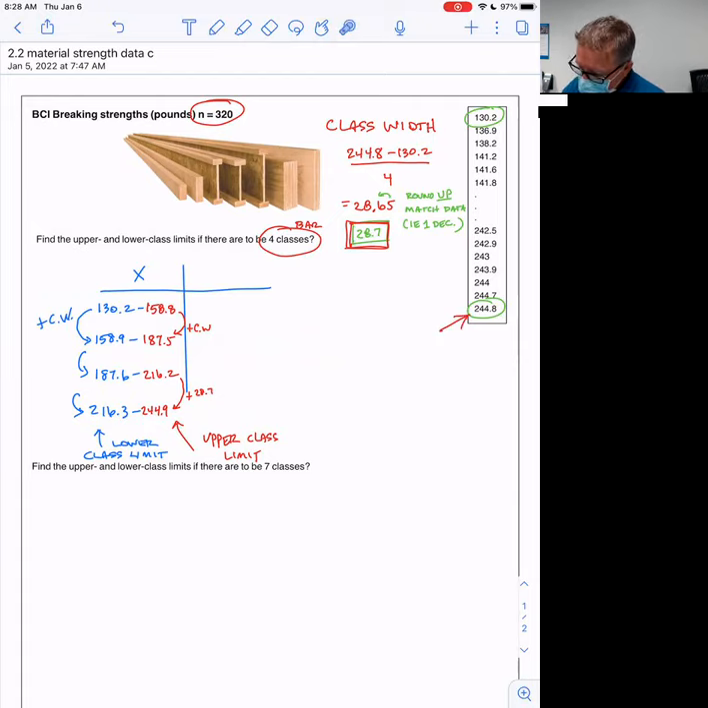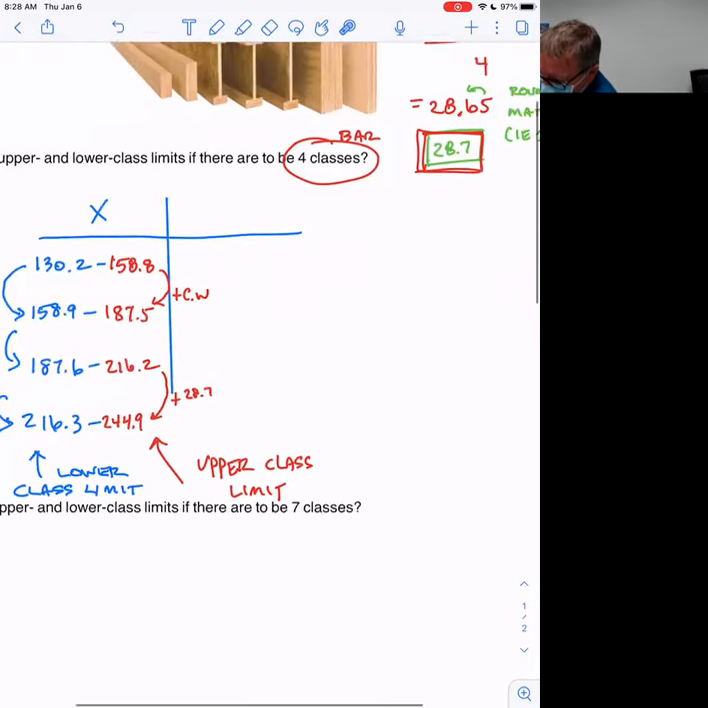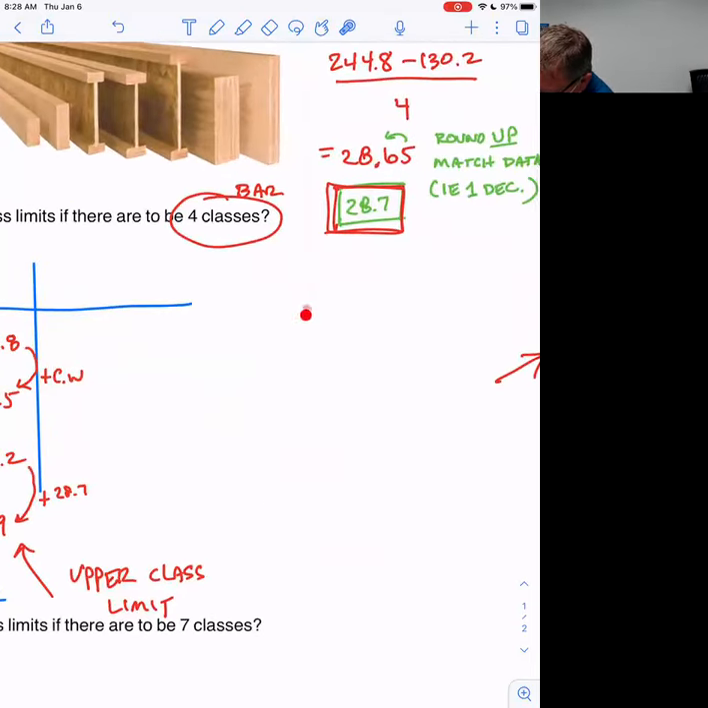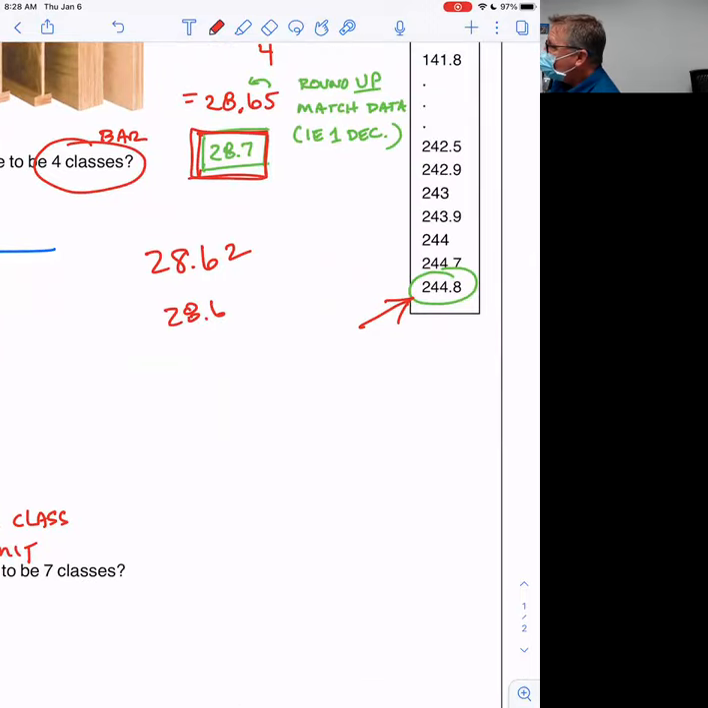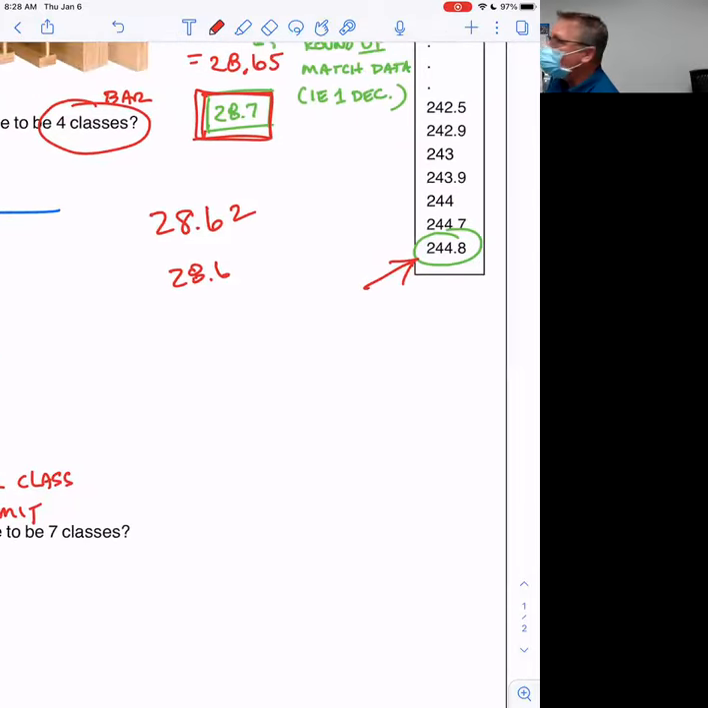And look at where this ended. 244.9, like it barely was big enough. Does it make sense? That's, by the way, why we had to round up. If you round it off, so if this had been, I'm going to erase this, but if this had been 28.62, if I just said round it, then you might have said, oh, that's 28.6. If you would have stepped 28.6s up there, you wouldn't have made it past our largest number, 244.8. It wouldn't have made it past that. The last upper class limit has got to be bigger than 244.8, or we don't know where to put that number. Does that make sense?